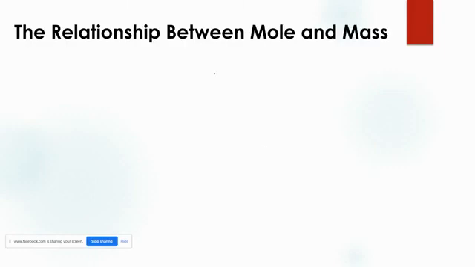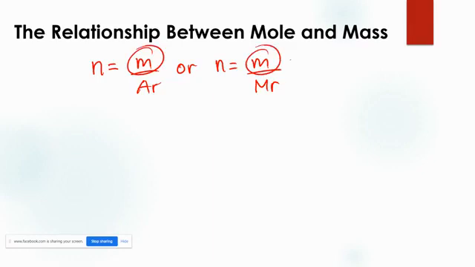Next, let's talk about mole and mass. We can find the number of moles from mass and vice versa using this equation. Moles equals to mass divided by AR, or moles equal to mass divided by MR. In this case, the mass must be in grams. AR and MR do not have unit.